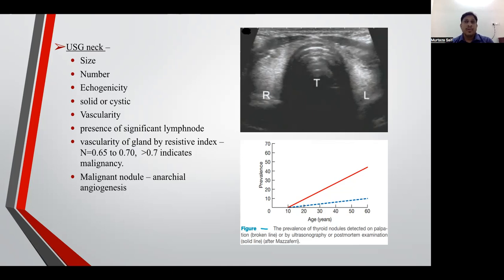Then malignant nodule shows anarchic angiogenesis. Here you can see the graph of prevalence of thyroid nodules detected on palpation in the broken line, or by ultrasound or postmortem examination in the solid line. So this is the major difference.